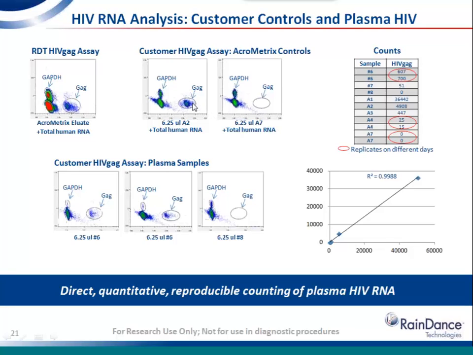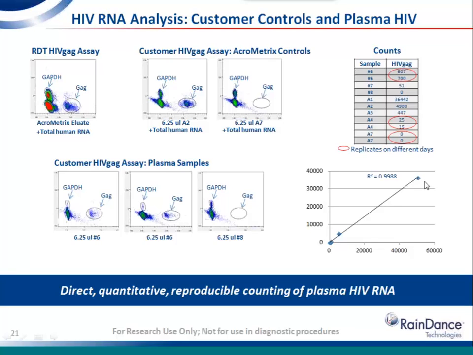And this is the assay the customer provided. Again, very clear that you can count GAG, and there's a very low, in fact, a 0 background here. So the samples went through a dilution series of the Acrometrics material and also real plasma samples the customer provided.